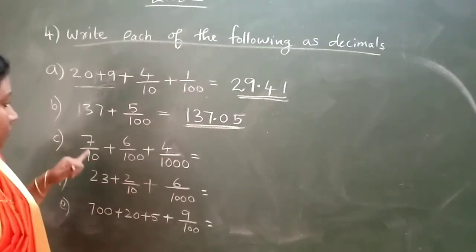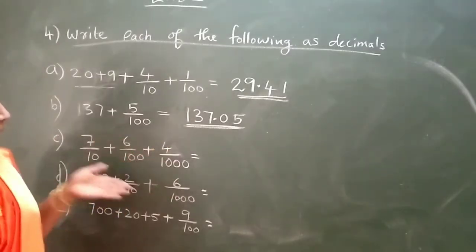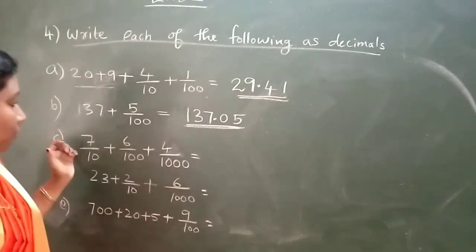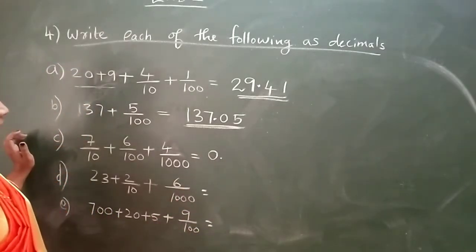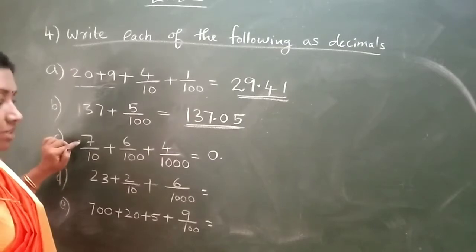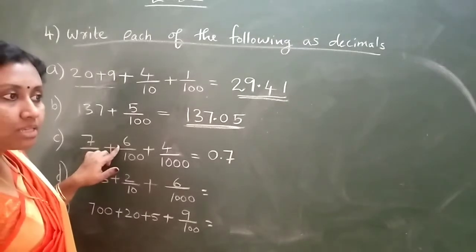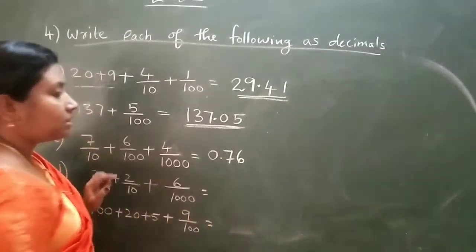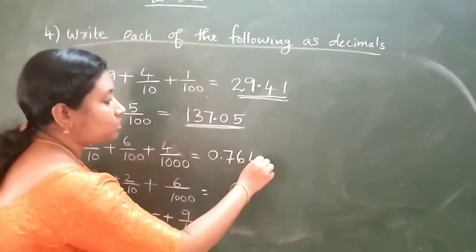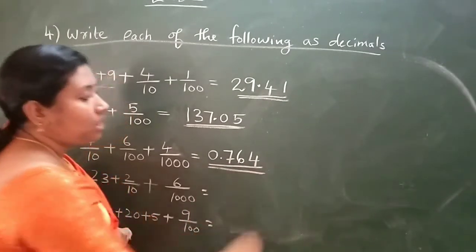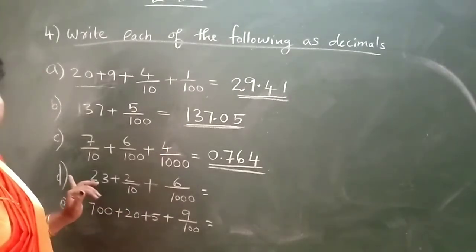Then your third question. Here you look. First one is 7 by 10 plus 6 by 100 plus 4 by 1000. Is there any whole number part here? No, there is no whole number part. So you simply put 0 and a dot. Then 1 by 10th place number is 7. Then 1 by 100th place is 6. So here you write 6. Then which is the 1 by 1000th place number? 1 by 1000th place number is 4. So what is your answer? 0.764.